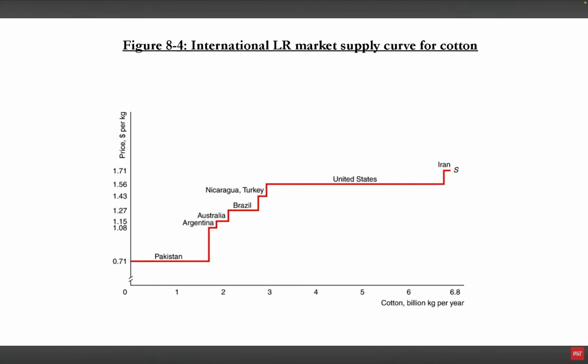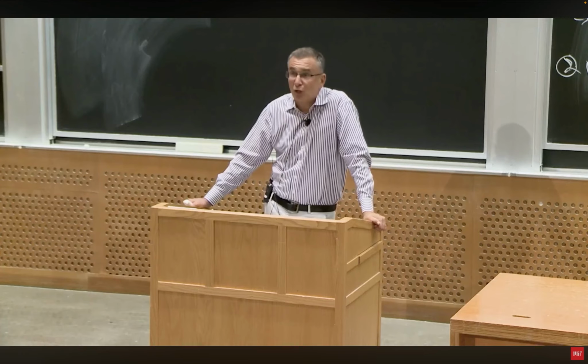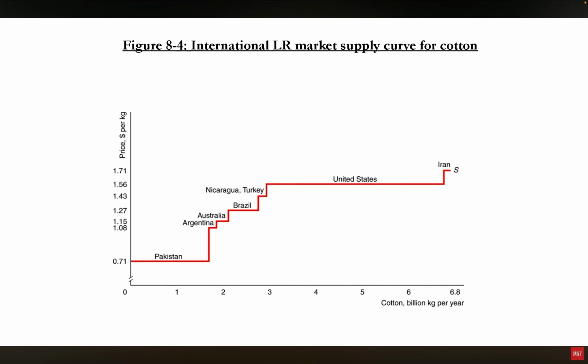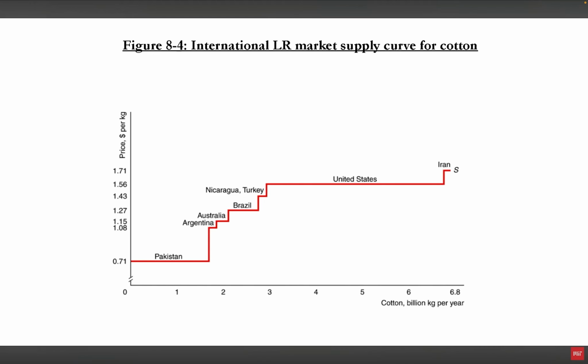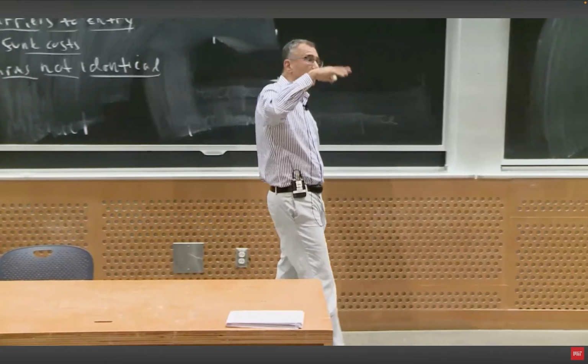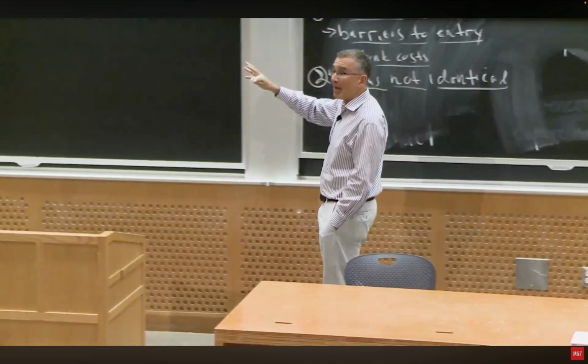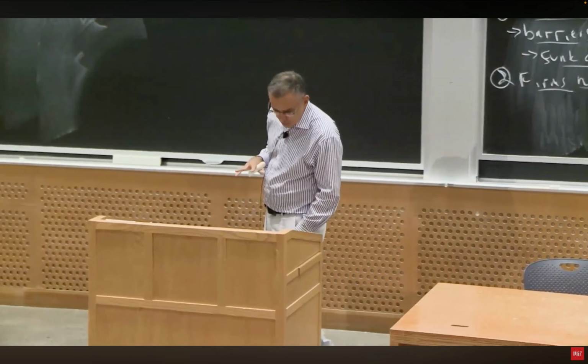It only costs 71 cents a kilogram to produce cotton in Pakistan because, I'm sure that's changed now, but labor's cheap, things like that. It's good growing conditions for cotton. Argentina, their lowest cost, their minimum average cost is $1.08. Australia's $1.15. All the way up to the United States, where it's $1.56 to produce a kilogram of cotton. Okay, so just assume, in this case, bear with me, think of marginal cost as just one number. It's a constant number. Okay? And that marginal cost is higher in the US than it is in Pakistan.